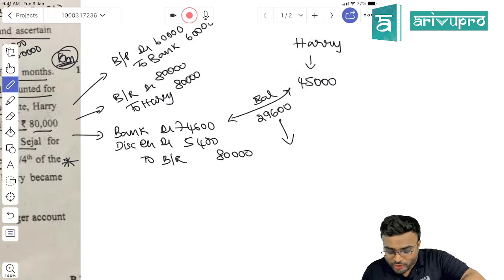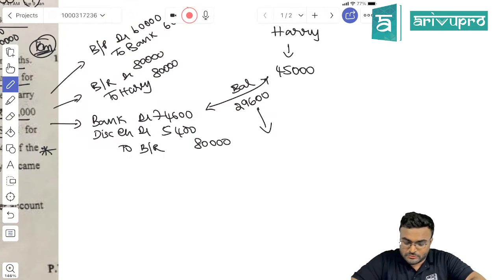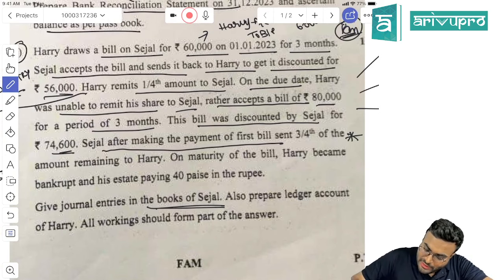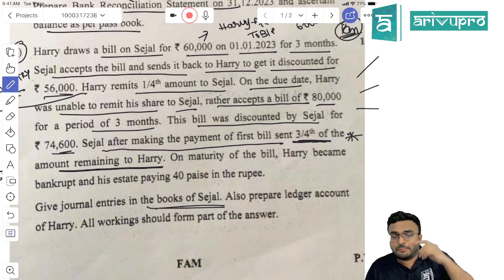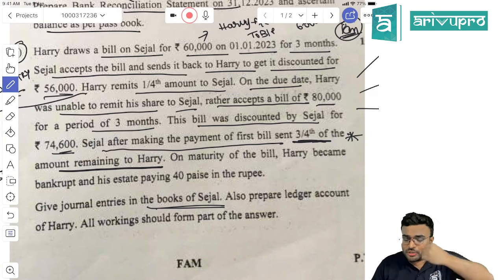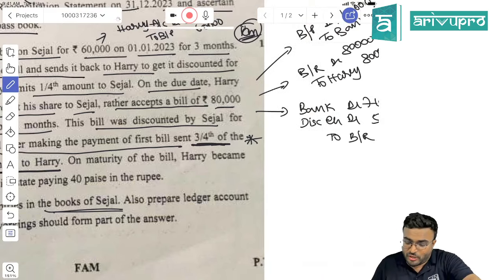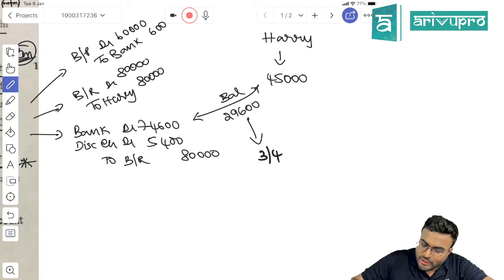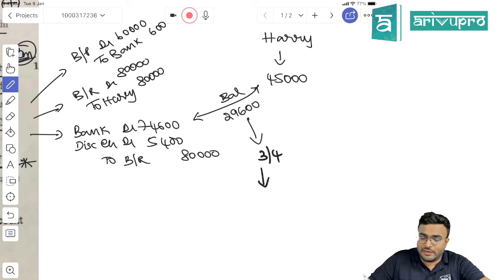But how much are you going to give? Three-fourths of the amount remaining to Harry. After making the payment of the first bill, 15,000 was with me. 45,000 Harry was supposed to give. He didn't give that. And whatever I got, 74,600, out of that 45,000 I'm going to adjust. 29,600 is there. 3/4 I'm going to send to Harry. So 29,600 into 3/4 is basically 22,200.